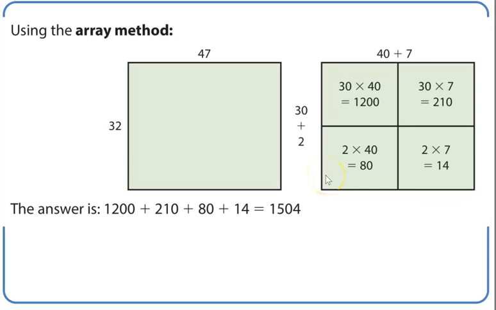So then we just multiply the different parts. So 30 times 40 gives us 1200. And then 30 times 7 gives us 210. And then 2 times 40 gives us 80. And then 2 times 7 gives us 14. And then we just add up the 4 parts. 1200 plus 210 plus 80 plus 14 gives 1504.